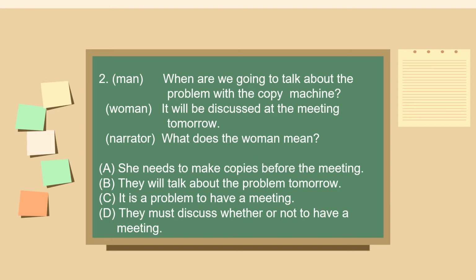Man says, "When are we going to talk about the problem with the copy machine?" Woman, "It will be discussed at the meeting tomorrow." What does the woman mean? Okay, look at the choices here. A. She needs to make copies before the meeting. B. They will talk about the problem tomorrow. C. It is a problem to have a meeting. D. They must discuss whether or not to have a meeting.